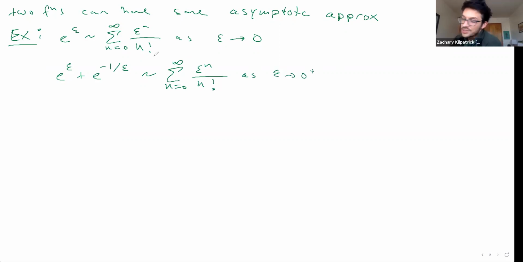So that means it's going to have the same asymptotic approximation in this particular power series. There are other ways to get the same asymptotic approximation for two different functions, but this is just one, because this term has an order that is smaller than all of the terms in this sum.